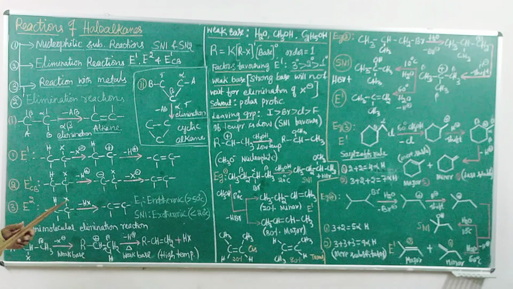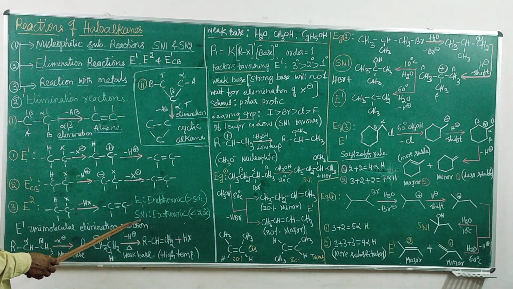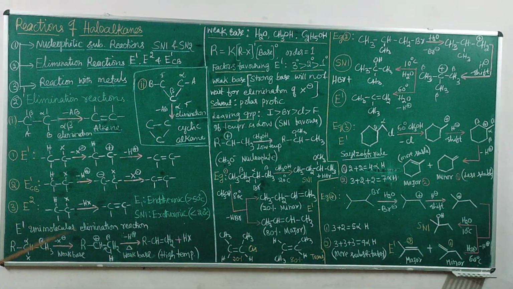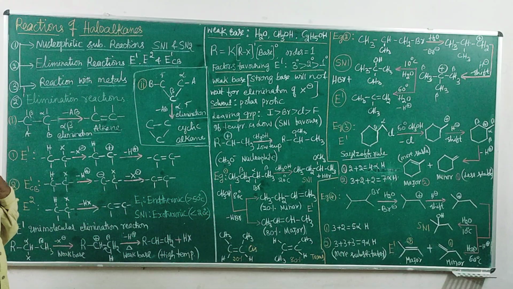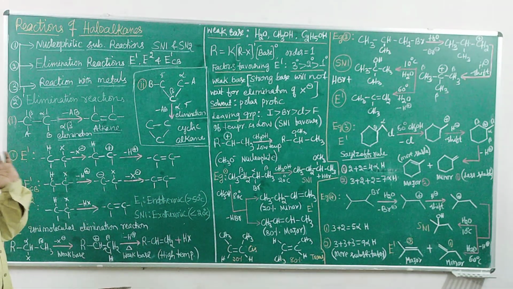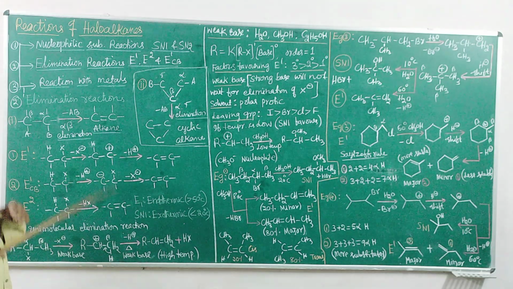But elimination reactions are endothermic. SN1 reactions are exothermic. What is exothermic? Heat is liberated. What is endothermic? Heat is absorbed. So you have to supply heat into the system. You have to supply heat to the molecules to eliminate. Forcibly we are doing it.